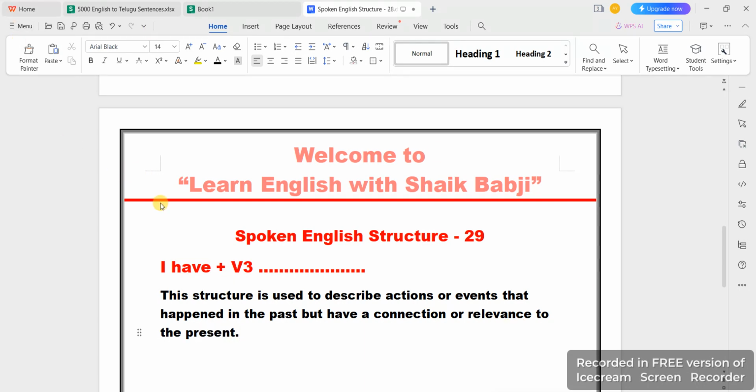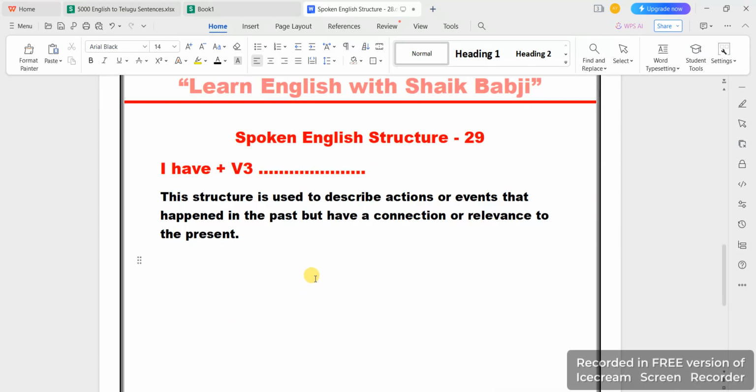So actually, the actions which happened in the past, even though the actions happened in the past, its relevance means its result shows to the present. So let's see some examples in this structure.